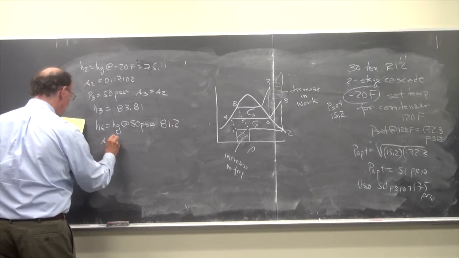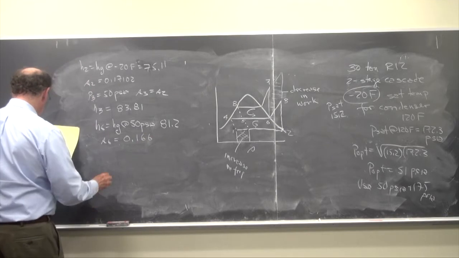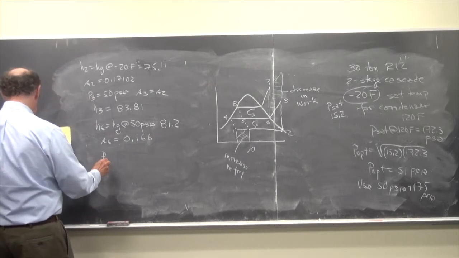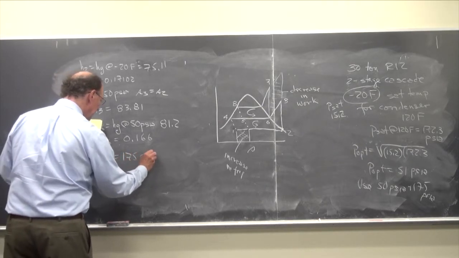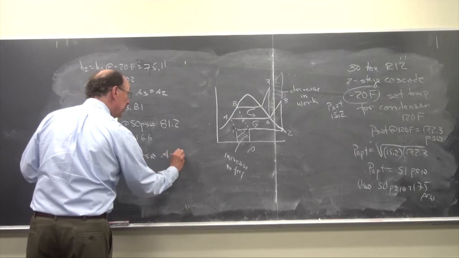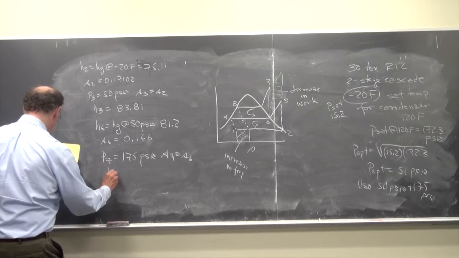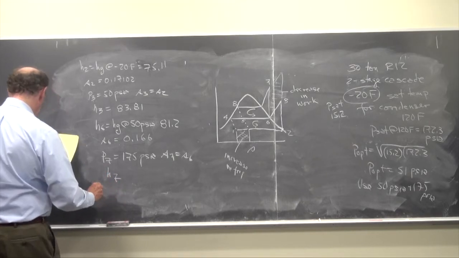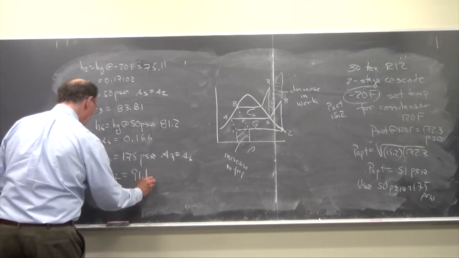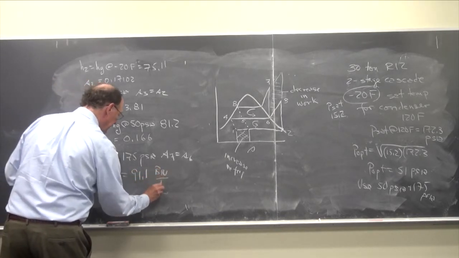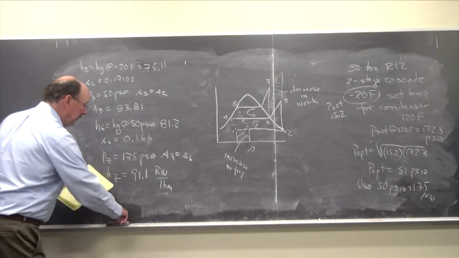S6 is equal to 0.166. P7 is equal to 175 psia. S7 is equal to S6. And we get that H7 is equal to 91.1 BTUs per pound mass. I still have more stuff to find, so we still have to go through here and find all the other states.